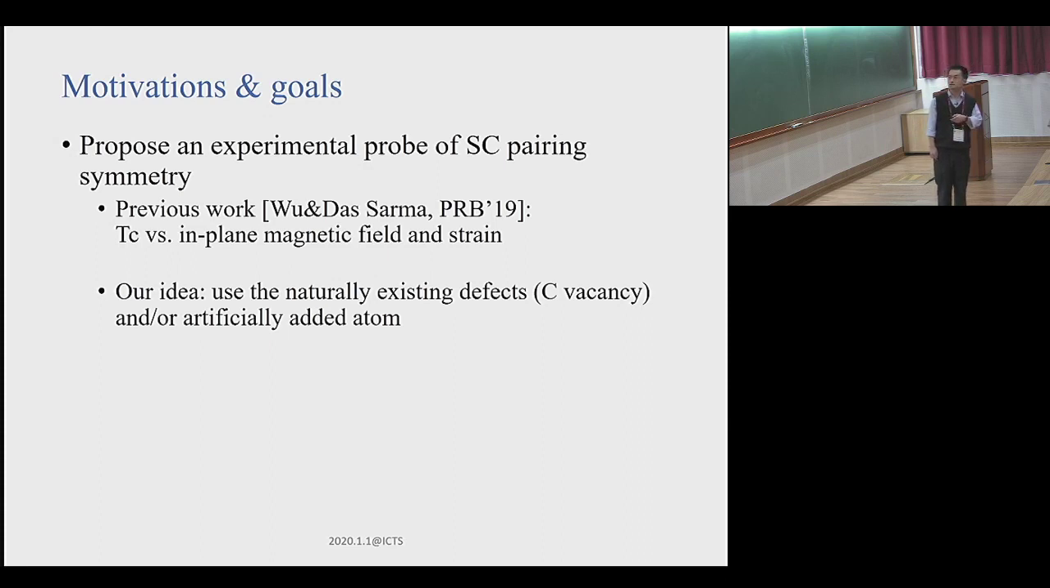You just look at the impurities and defects in the material. Of course, there must be naturally existing defects. For example, in graphene, we have carbon vacancies. And you can also artificially put impurities, like adding atoms onto graphene, and see what the effect of this is on superconductivity. That's a very simple idea.